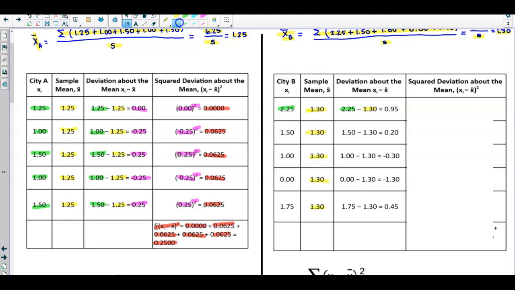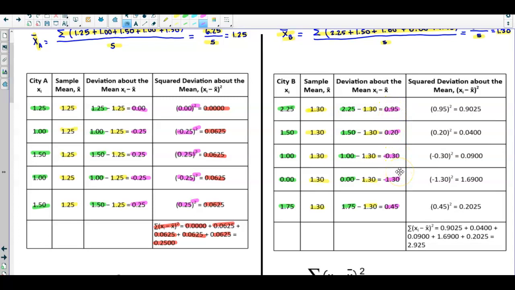Then we take each data value, so 2.25, and subtract 1.30. Again, 1.50, and subtract the sample mean of 1.30. The data value of 1.0, and subtract the sample mean of 1.30. The data value of 0.00, subtracting the sample mean of 1.30. The data value of 1.75, subtracting the sample mean of 1.30. When we subtract them all, we get the deviations of 0.95, 0.20, negative 0.30, negative 1.30, and then 0.45. Now we take each deviation and square it.